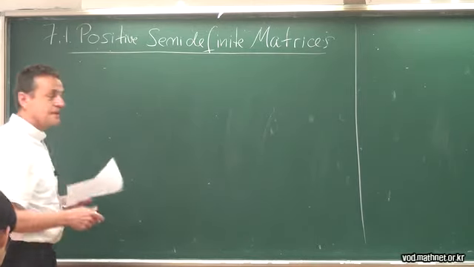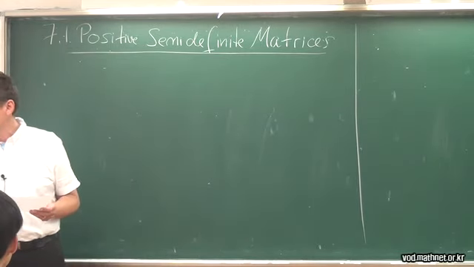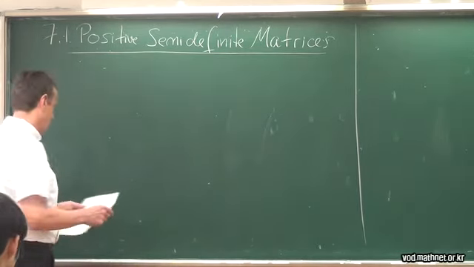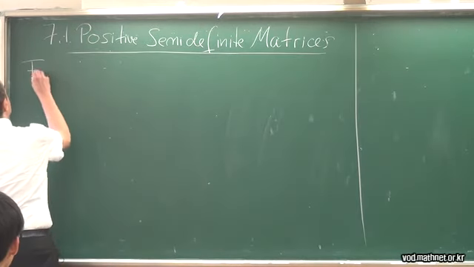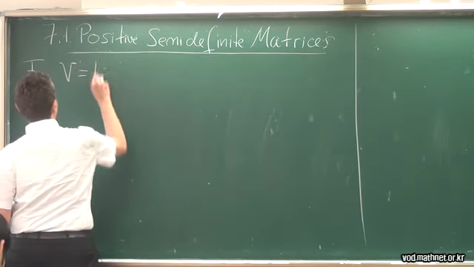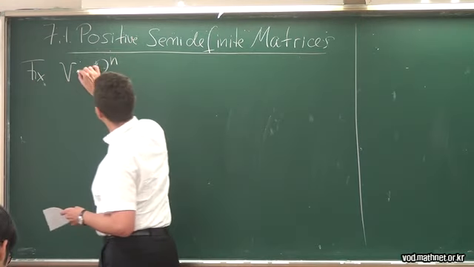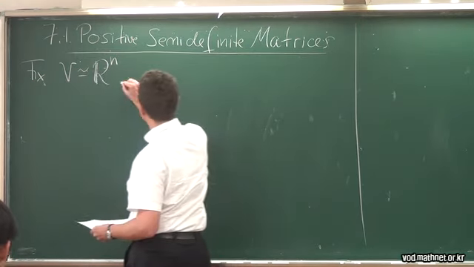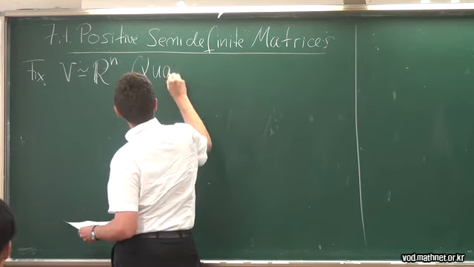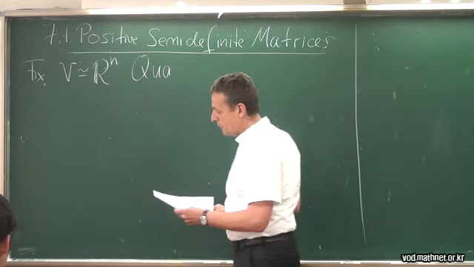Definite matrices. 7.1 refers to the solving polynomial systems notes. So let's fix a real vector space of dimension n. So V is an n-dimensional real vector space, with or without basis, right?